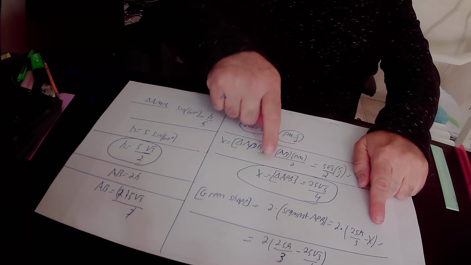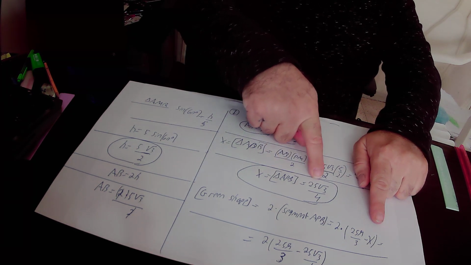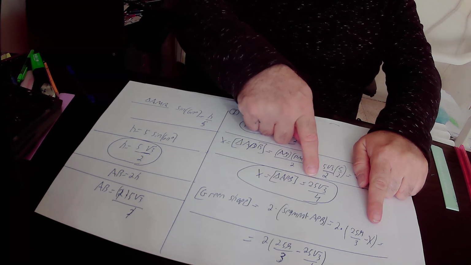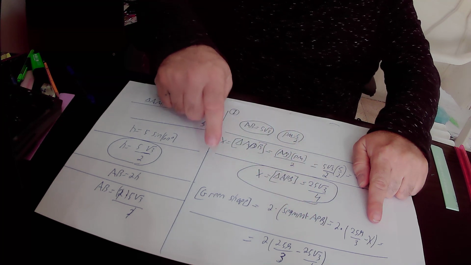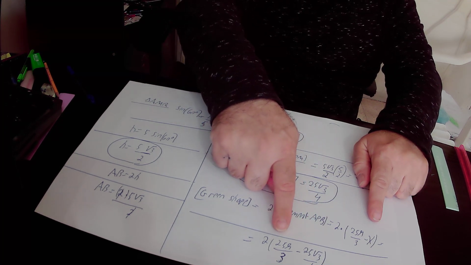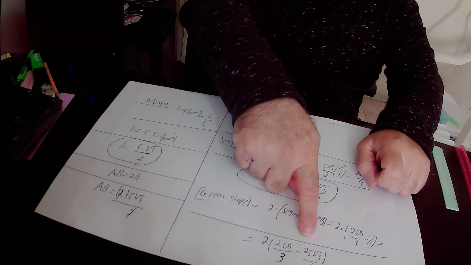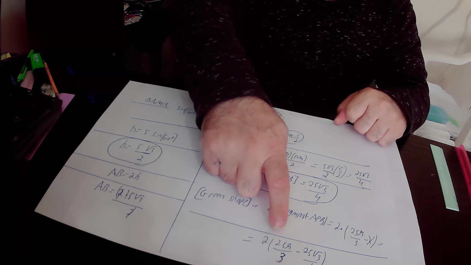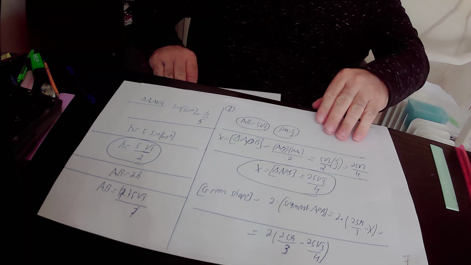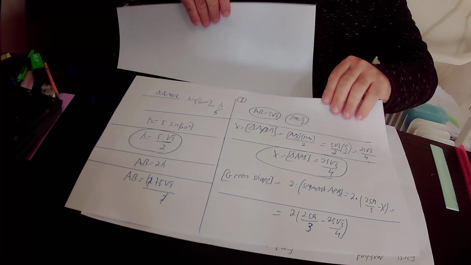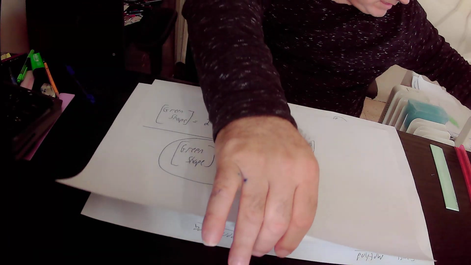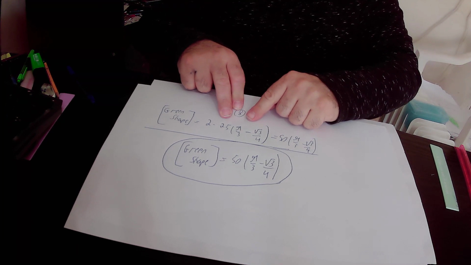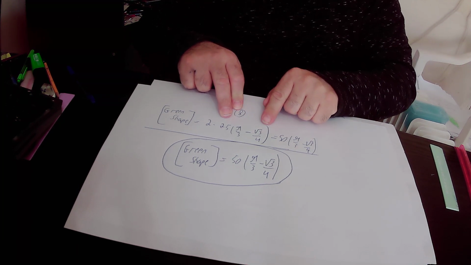And we have already found out that X equals 25 times square root of 3 over 4, so we'll substitute X by 25 times square root of 3 over 4, and we got that the area of the green shape equals 2 times 25 pi over 3 minus 25 times square root of 3 over 4. Here we took 25 as a common factor out of those two expressions, and we got that the area of the green shape equals 2 times 25 times pi over 3 minus square root of 3 over 4.